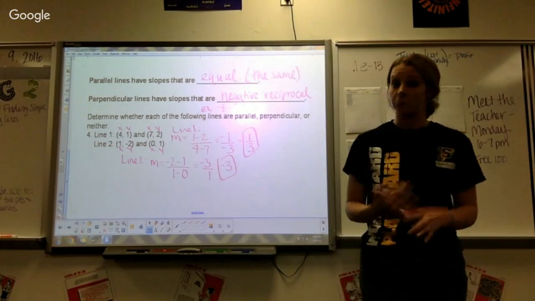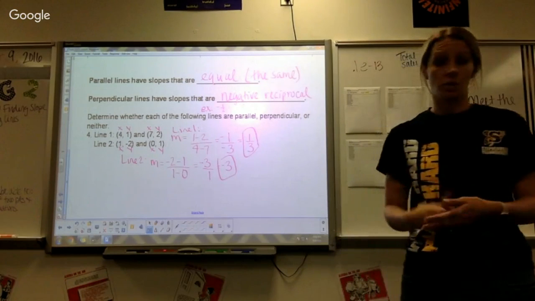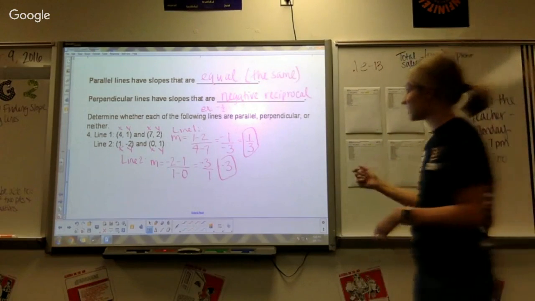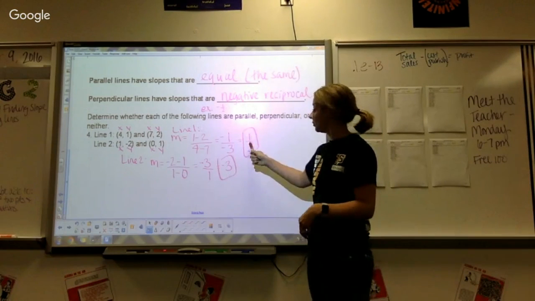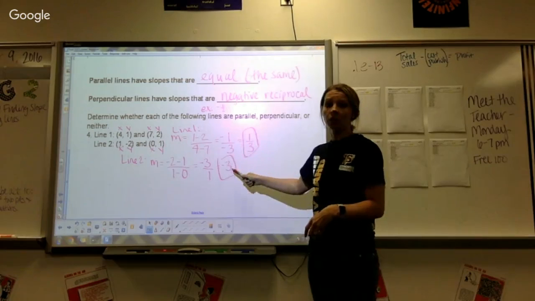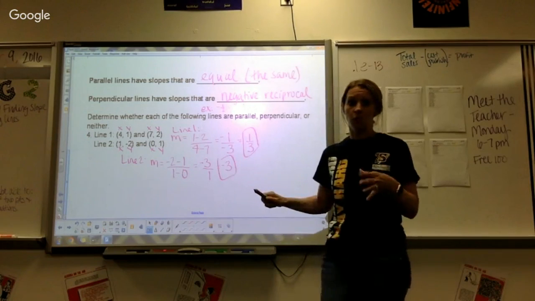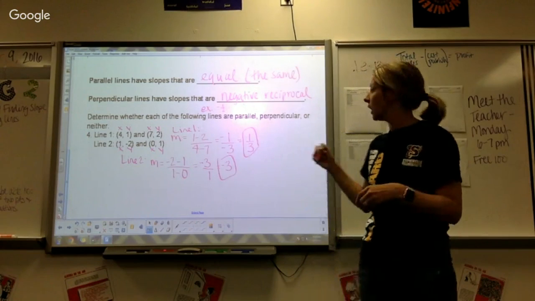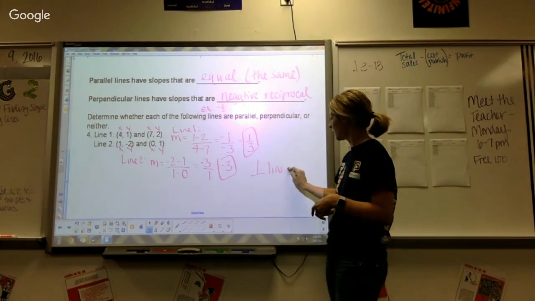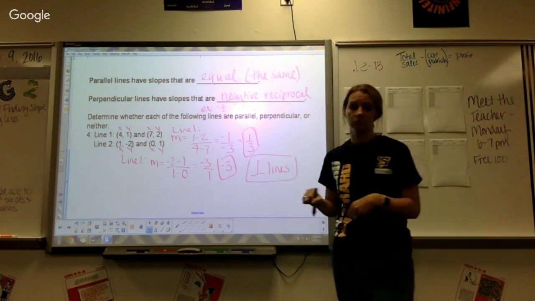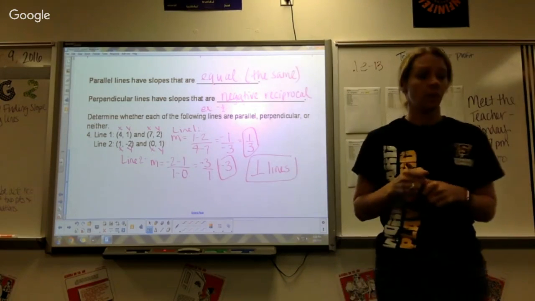So are they the same? No, they're not the same. So we know that they're not parallel. If you notice, this one's positive, this one's negative. If you take the reciprocal of 1/3, you get 3/1, which is 3. So these 2 lines would be perpendicular. You can write it out or use the symbol. So perpendicular lines, okay, without graphing it.